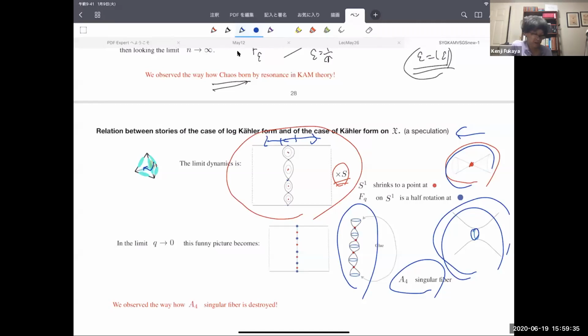Probably one can try to prove this, and this kind of thing is related to how we can prove existence of SYZ fibrations in this kind of setting. So I don't know how much is known, but I believe this is a limit A4 singular fiber. But if you try to play a similar game as I explained on the last page, it is the following. At the beginning this A4 singular fiber has dynamics that is rotations along these blue lines. It's half rotations. But then if you turn on Q, this A4 singular fiber is destroyed, and what you see is this dynamics.